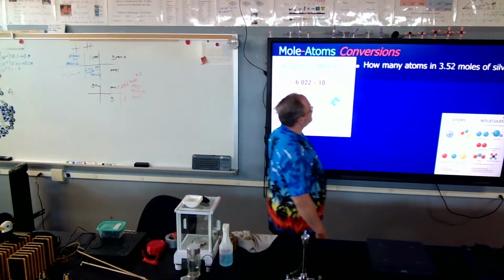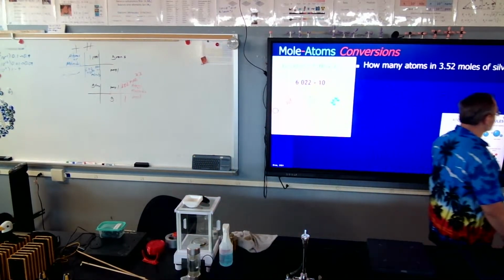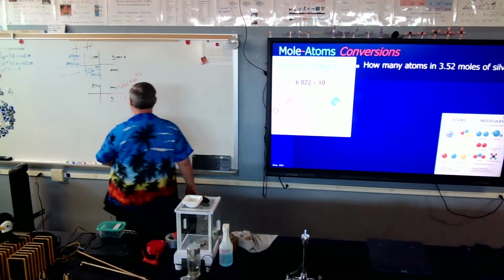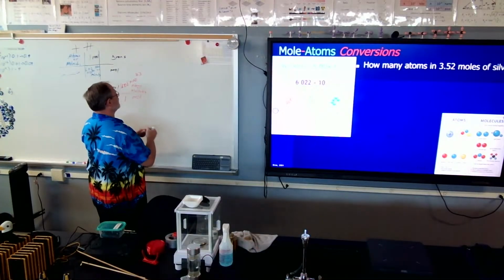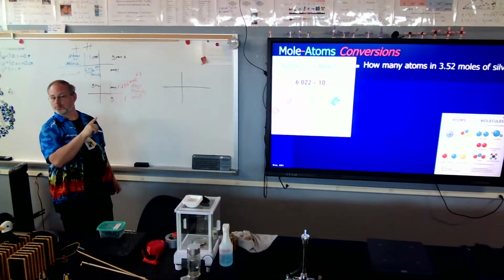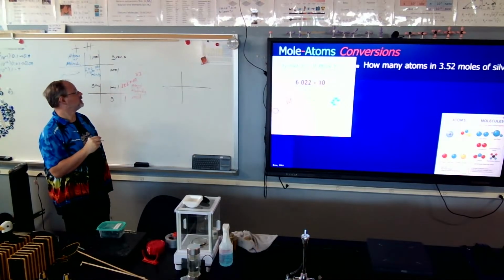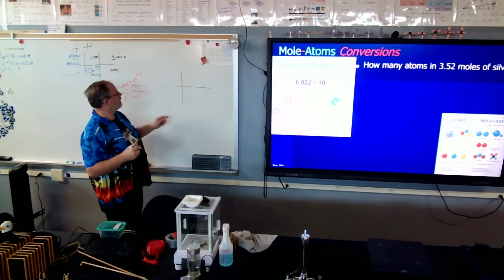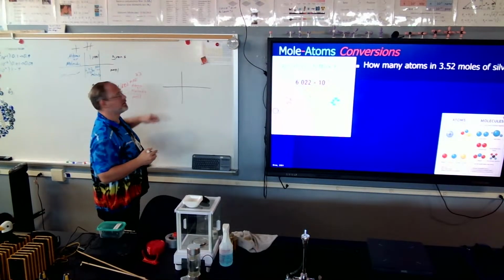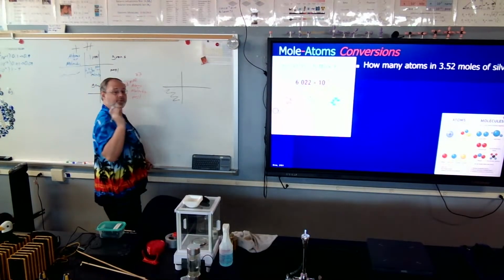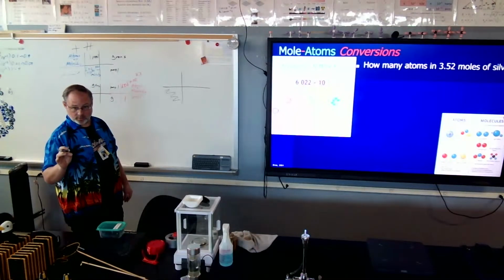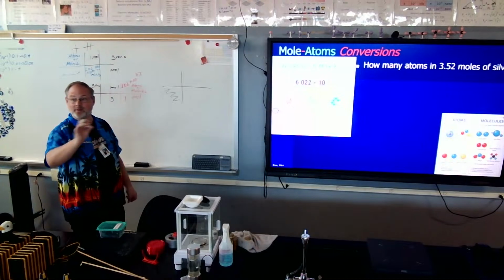How many atoms are in 3.52 moles of silver? This is a single block. Doesn't have grams. We're going from moles to atoms. So anytime we do a conversion to our T-chart, like so. And what goes down here in the lower left? Nothing. Because there are 3 things in each block. There's a number, a unit, and a label.